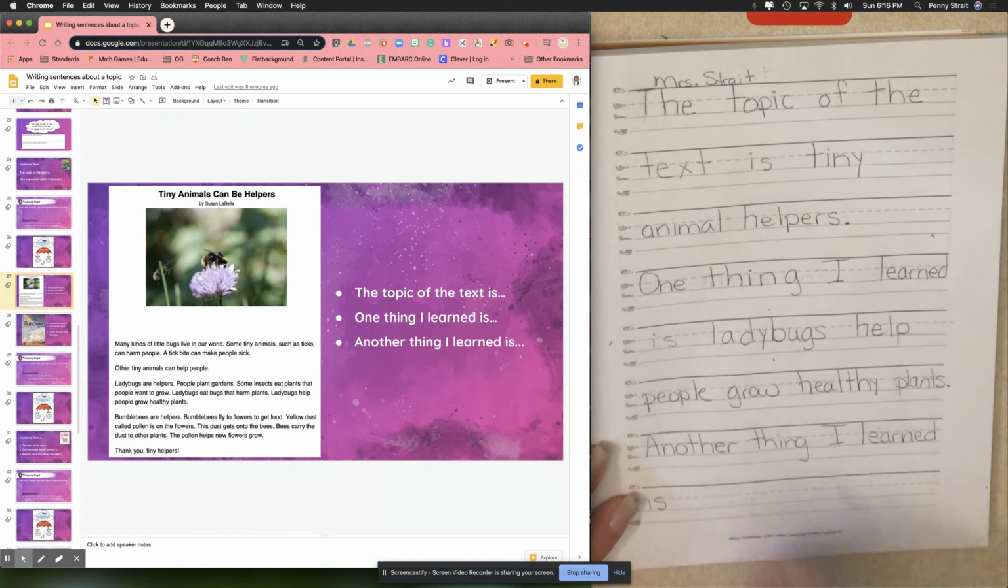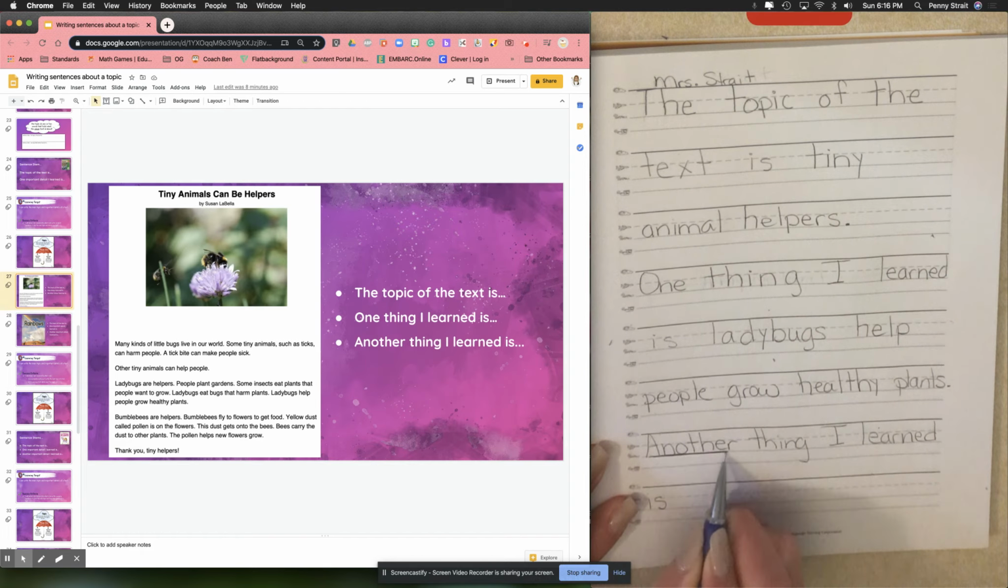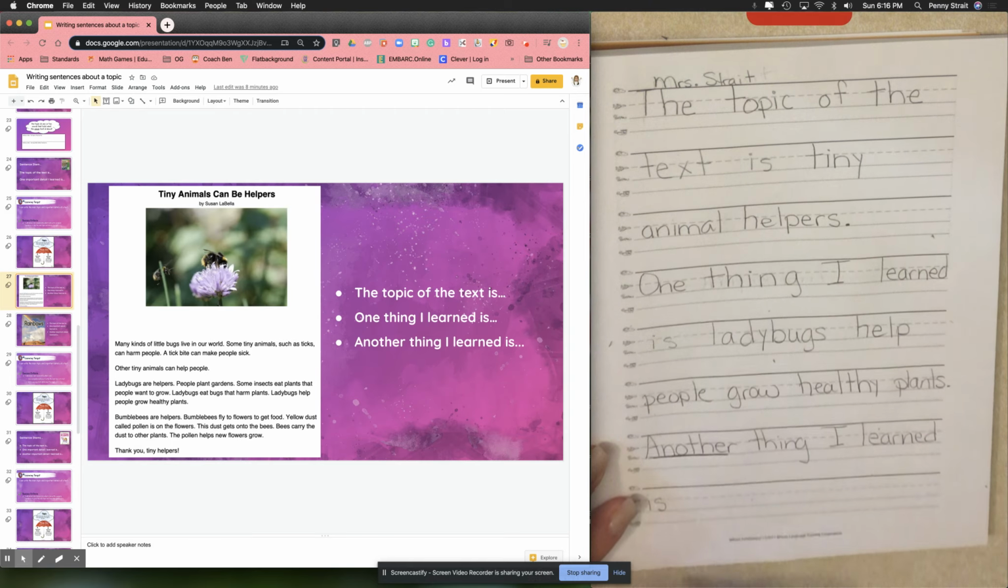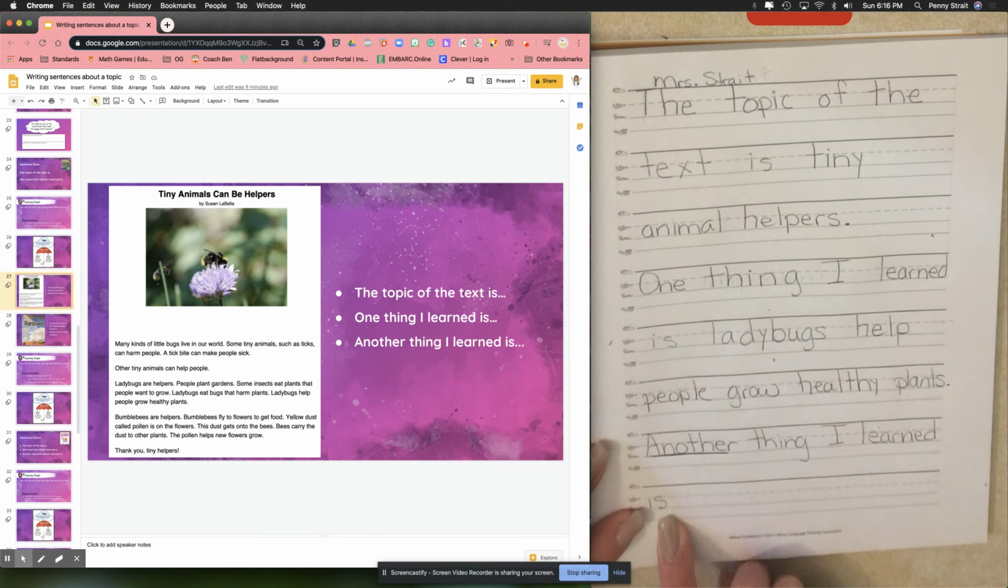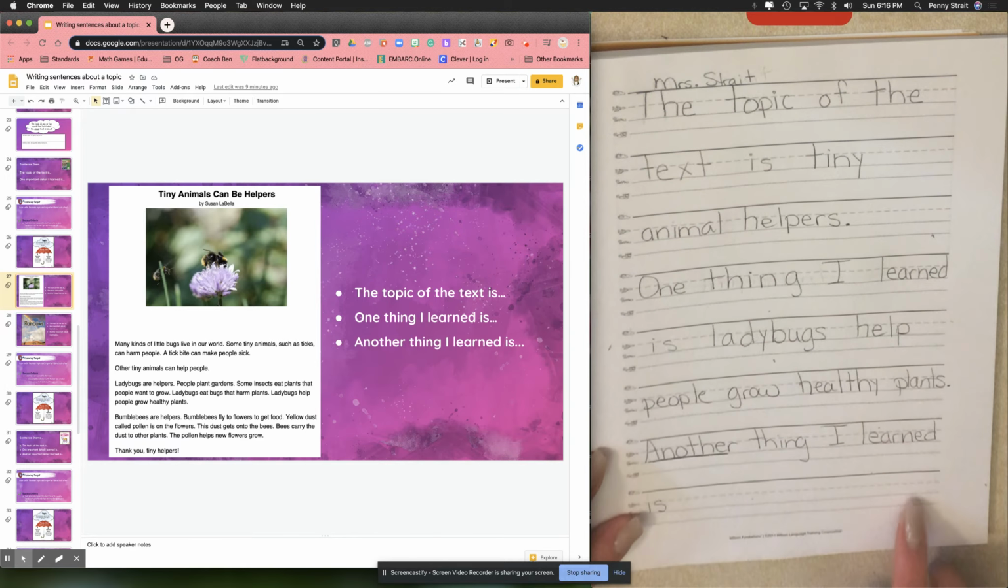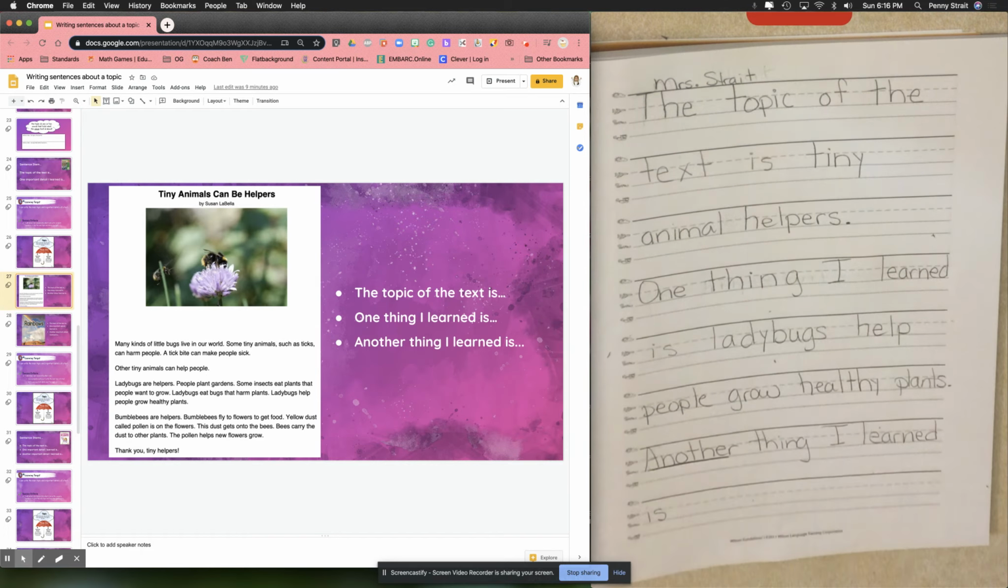Okay, now I'm going to write this word another, and I'm going to underline it here because this is what we call a linking word, and that's really important to link my words together. So I put another thing I learned is, what else did I learn about tiny animal helpers? Let me think. I'm going to go back to the text. What's another one of those little facts? Pause the video and see if you can find a fact, and then come back and see what I found.